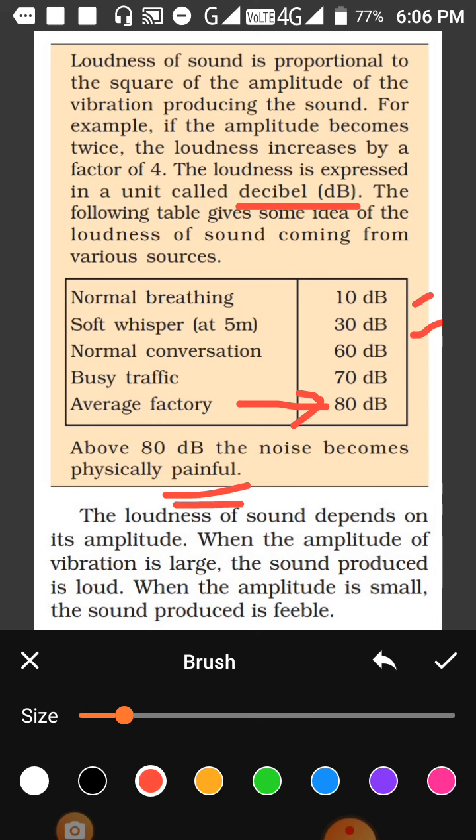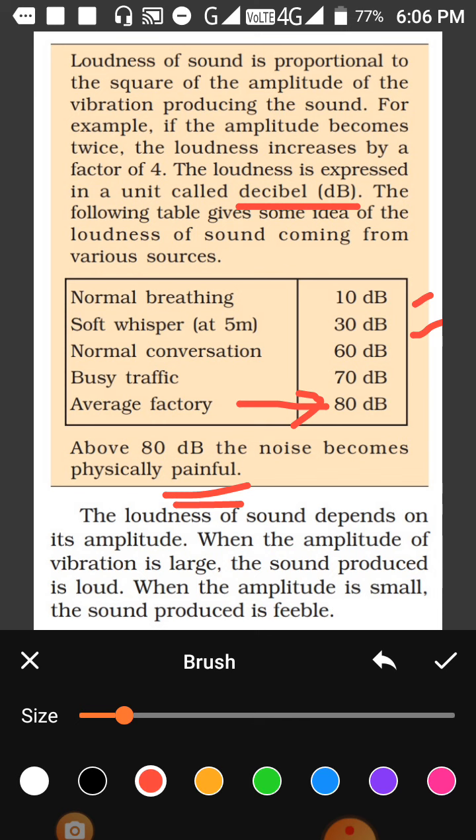So there are instruments at home which produce sound which may be more than 80 decibel. A normal mixer grinder which you use at home produces a sound which is more than 90 to 100 decibel. If we play loud music, then it can be more than 120 or 130 decibel.